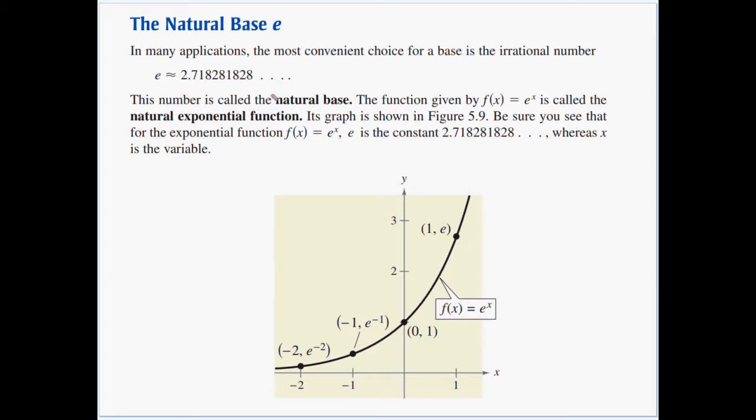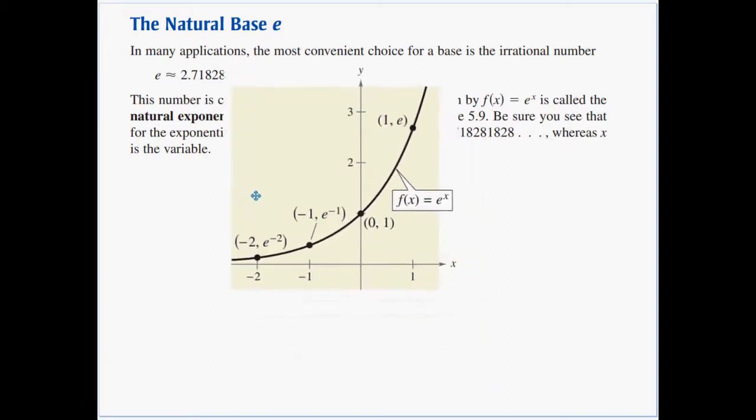Now, you might wonder why they call this the natural base. Well, if you take calculus next year, you will see that I like to call this the magical base. Base e has some magical properties when it comes to calculus, and I hope I see you in class next year to discover those. But the book says this is called the natural base. The function given by e to the x is the natural exponential function. Its graph is shown in the figure.